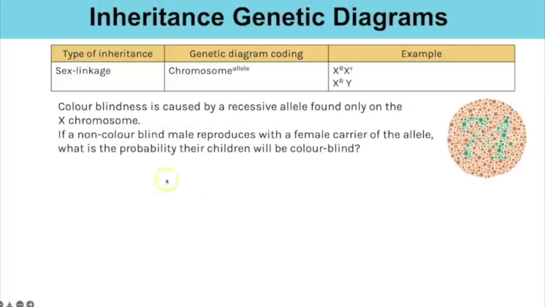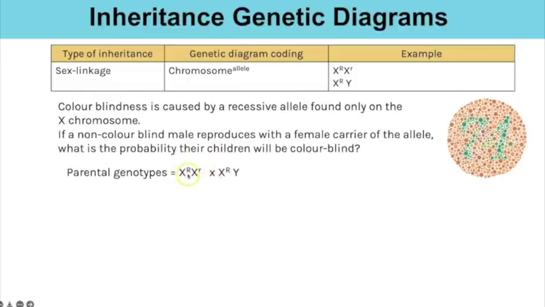So now our example of sex linkage, it's looking at colour blindness, which again you don't need to know, it's an application of your knowledge, and you're told that colour blindness is caused by a recessive allele found only on the X chromosome. If a non-colourblind male reproduces with a female carrier of the allele, what is the probability their children will be colourblind? So first of all, we need to work out the parents' genotypes.